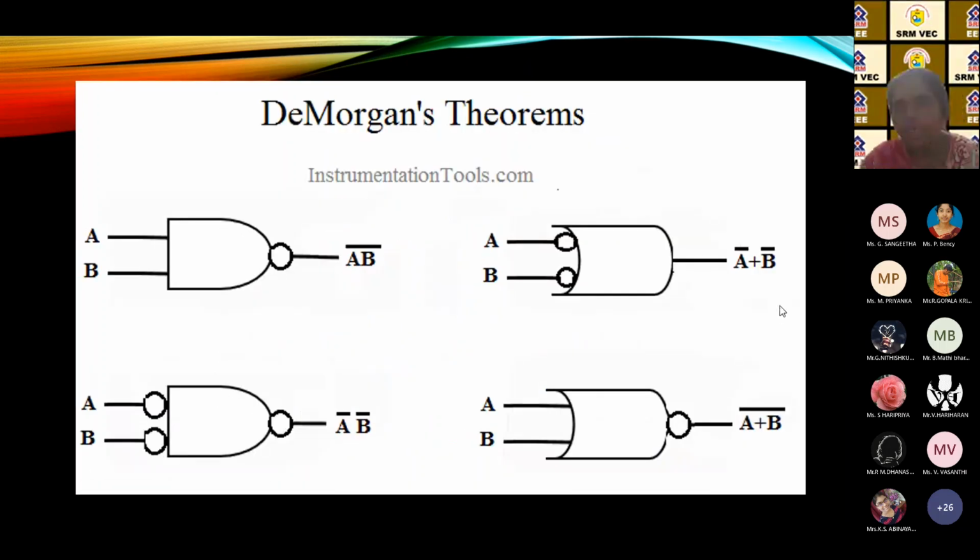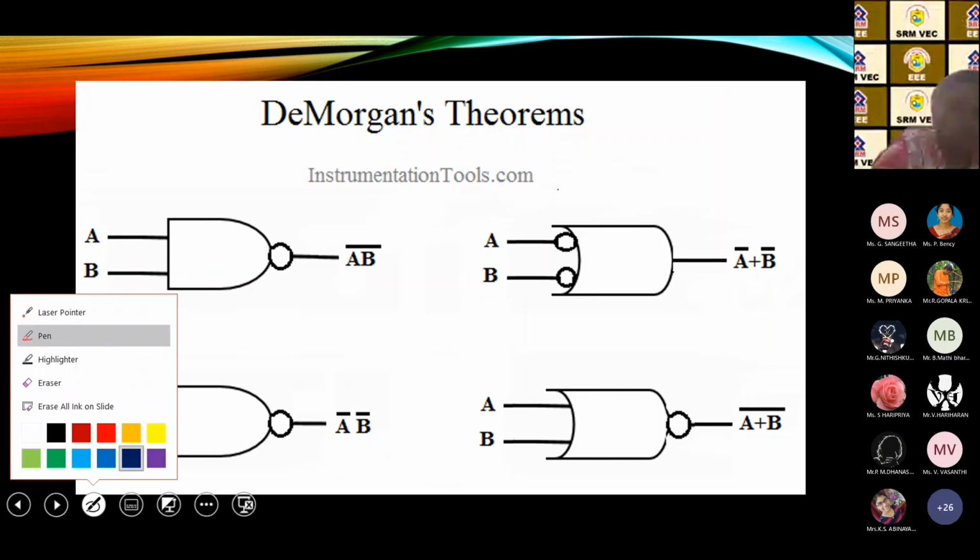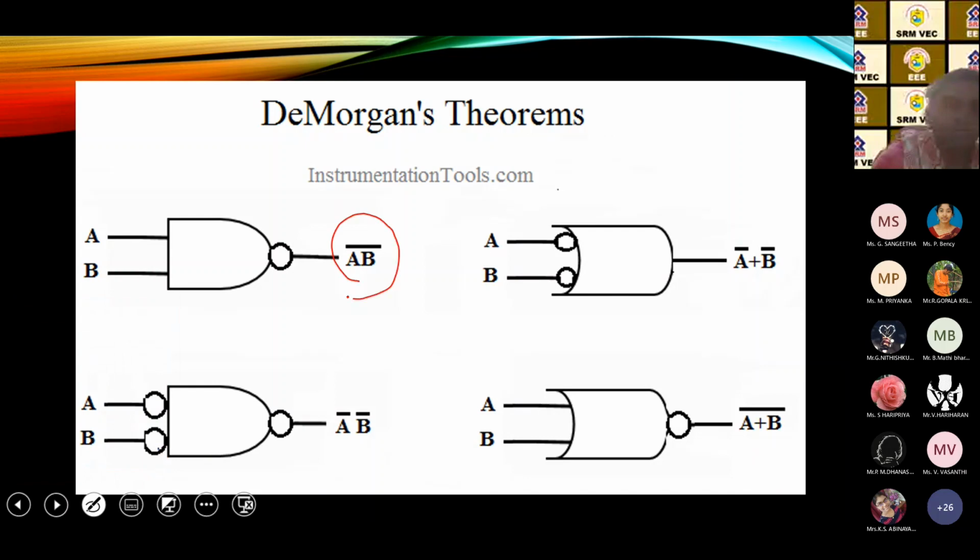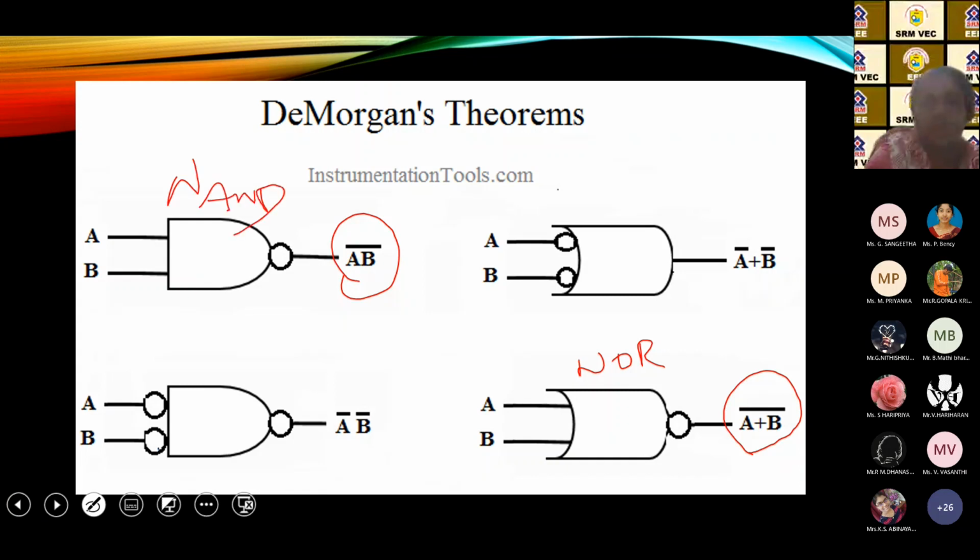Now it is represented like this: (AB) the whole bar is nothing but the NAND operation, and (A plus B) the whole bar is the NOR operation. That we know, right? Now only we have seen it. So NAND and NOR operations.